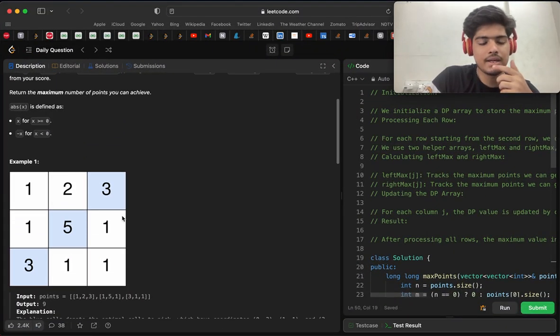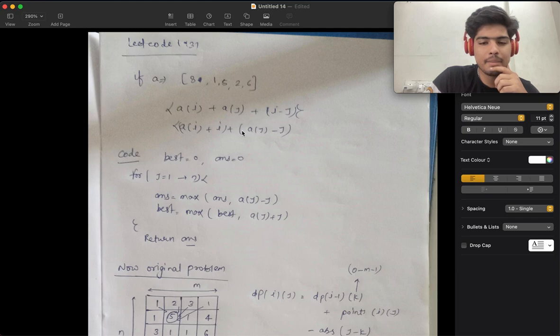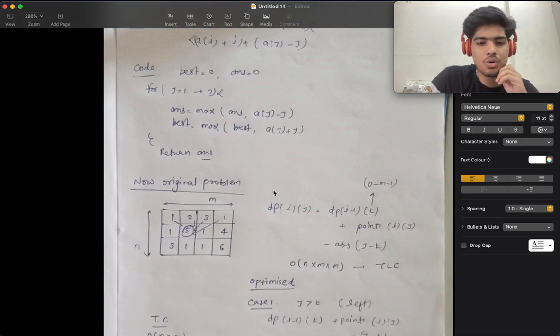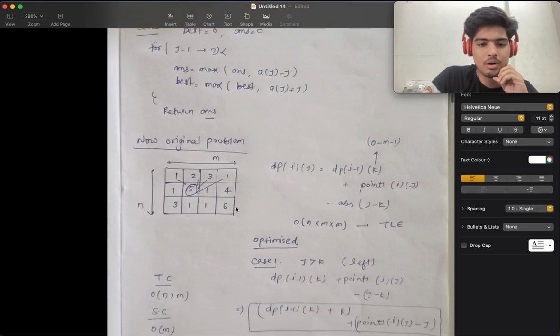It's a 2D matrix, but it's a 1D matrix or 1D array. So I can write this as a of i plus i and plus a of j minus j. So this is a way to write this condition. So now this is the code, and now let's go on to the original problem. So the original problem is this one.